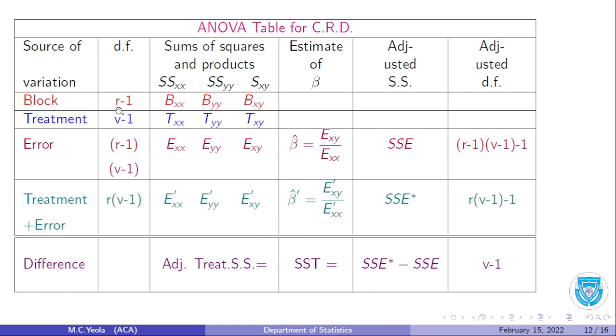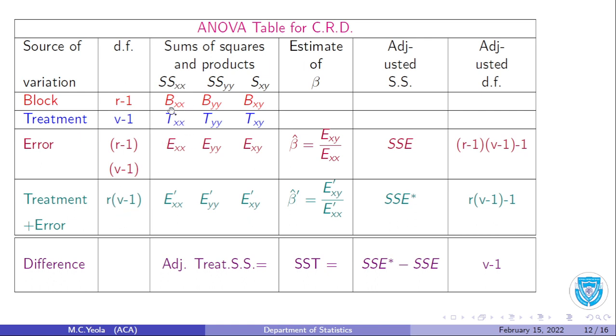Its degrees of freedom: block is R blocks, or R replications as we call them, so R minus 1. Treatment, V treatments, so its degrees of freedom is V minus 1. Error is R minus 1 into V minus 1, the same degrees of freedom as our usual RBD. Treatment plus error means V minus 1 plus R minus 1 into V minus 1. If we add these, V minus 1 is the common factor, what remains in the bracket is R minus 1 plus 1, the minus 1 and plus 1 cancel, and the bracketed term gives us R. So we get R into V minus 1 here. In such a way we get these degrees of freedom.